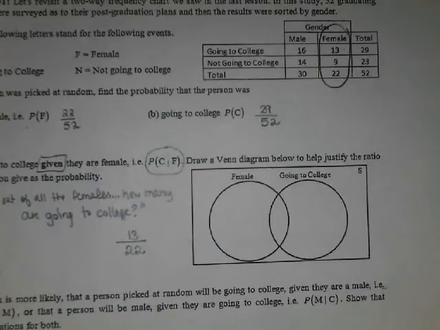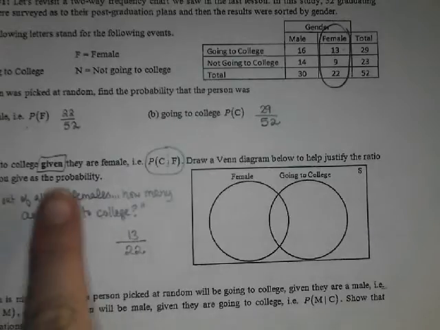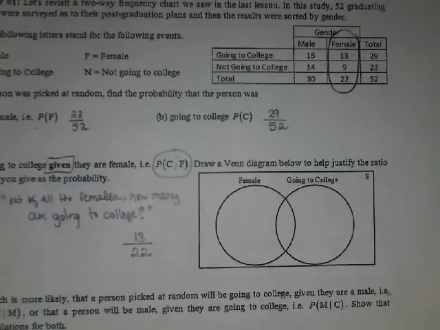See how our population has changed? It's no longer out of 52, because we're only looking at the females, and the question is out of all the females now. So when they say given that they are female, I immediately rethink that, okay, we're now looking out of all of the females. And that changes your denominator, because you're only looking at the female population. And of those 22 females, how many are going to college? Are we on board with that?